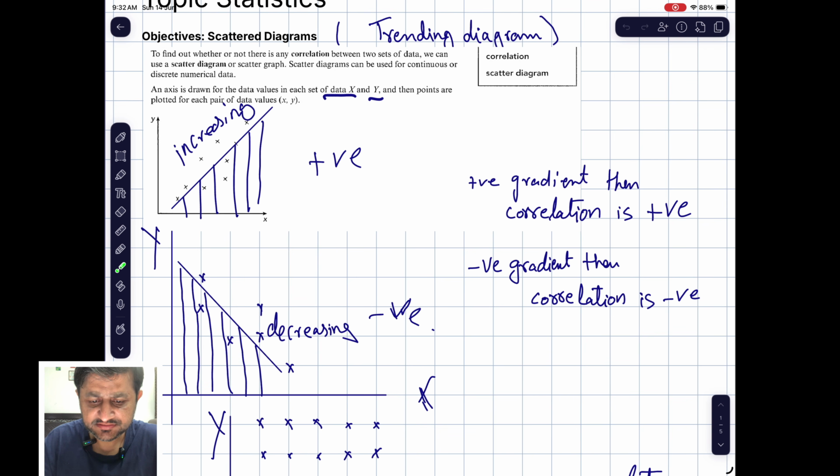So there are some practice questions you can see. Yeah, these are the practice questions. You can take a screenshot and practice afterward.